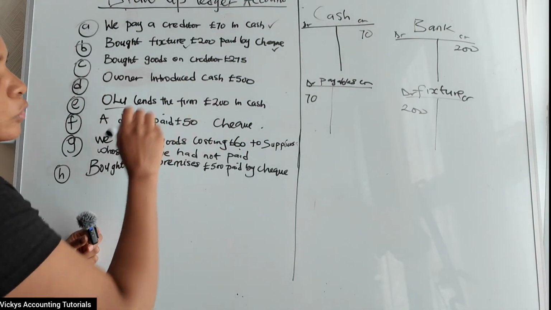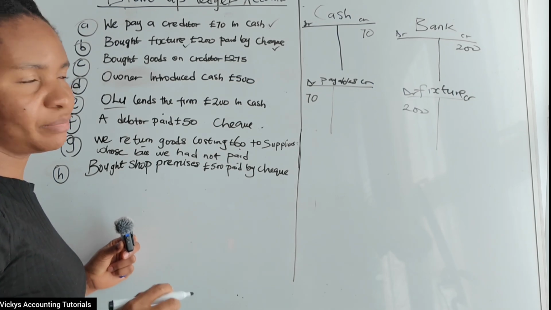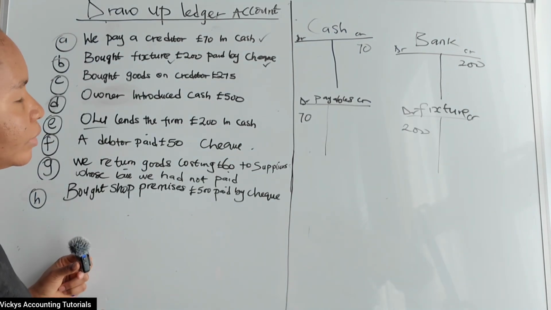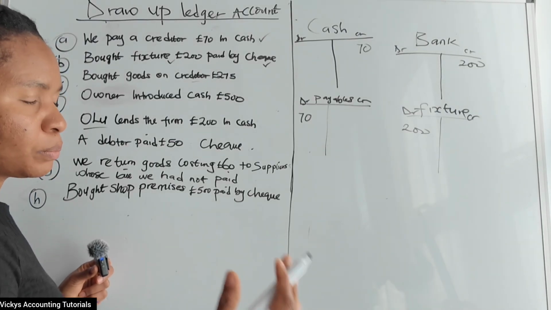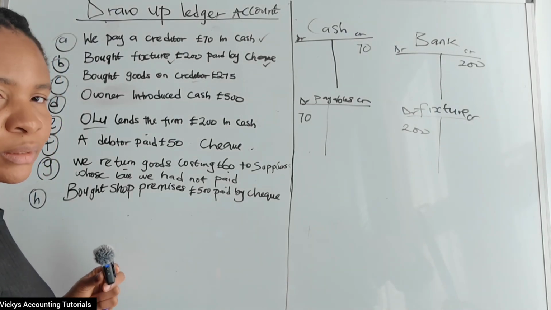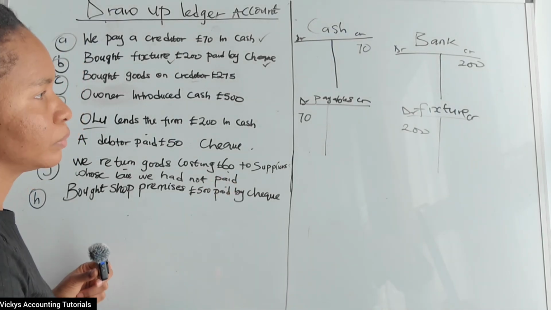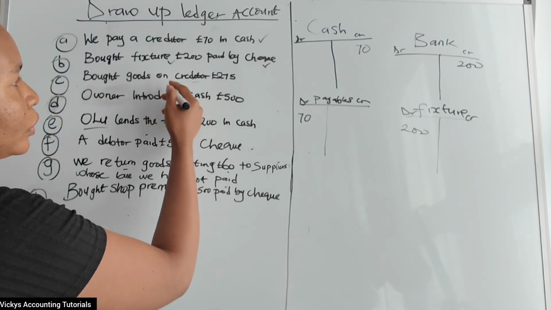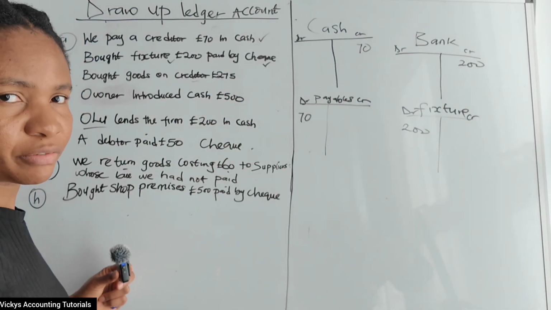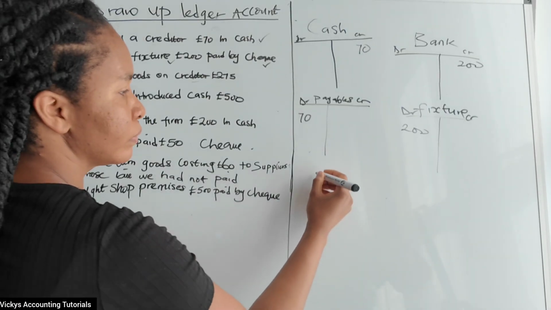We bought goods on credit for £275. How would you account for that? First of all, a creditor, like your supplier, you purchase an item on credit with an agreement to pay in future, right? So it's going to affect the payable account. We bought goods on credit. It's going to affect another account called inventory.